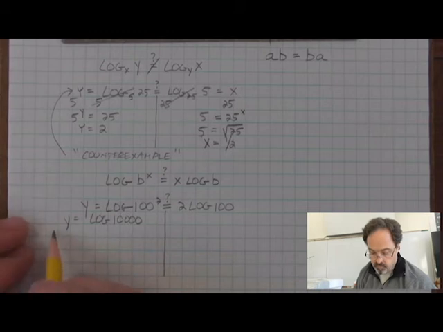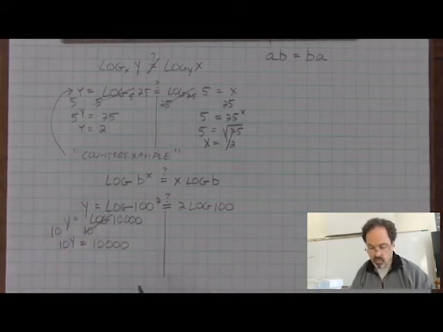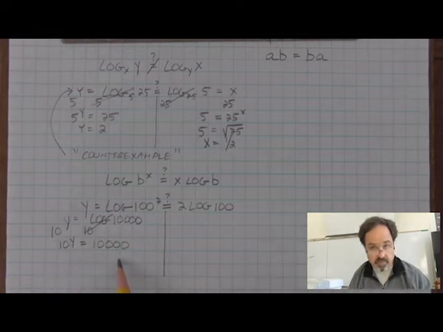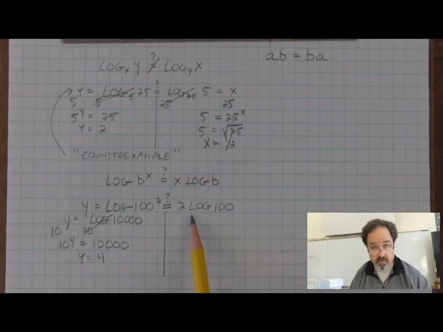Now I'm going to power base 10 both sides, so that the log base 10, this common log, cancels out, leaving the 10,000 on the right. And then I can think, what power of 10 is equal to 10,000? 10 times itself 4 times is equal to 10,000. So y must equal 4.